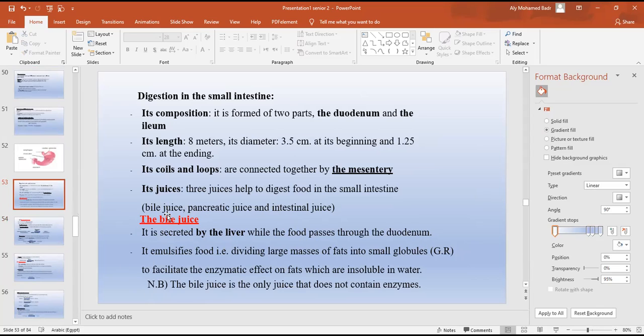What is the function of the bile juice? The bile juice is secreted by the liver. It emulsifies the food. It works only on the fats. Emulsify means it breaks down the fats, okay, dividing large masses of fats into smaller ones. Why? To facilitate the enzymatic effect on the fats, which are insoluble in water. Very important note, the bile juice is the only juice that does not contain enzymes. It only works like an enzyme, but it is not an enzyme.